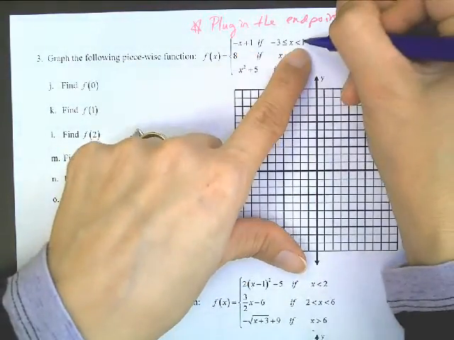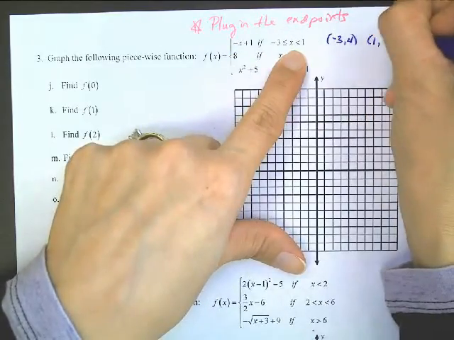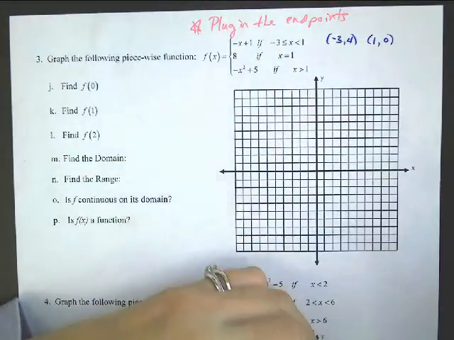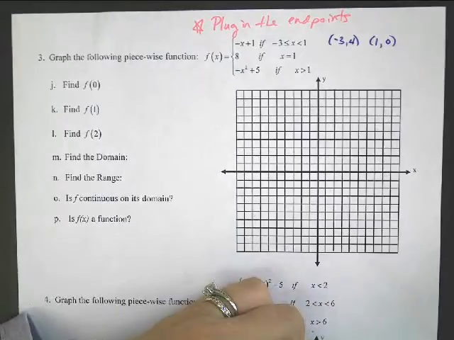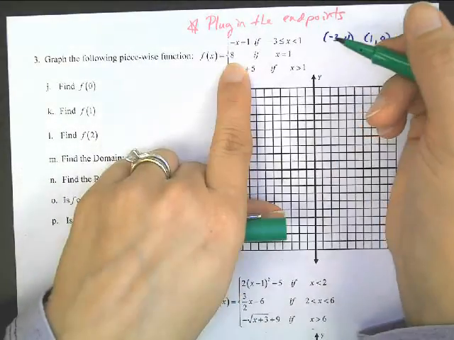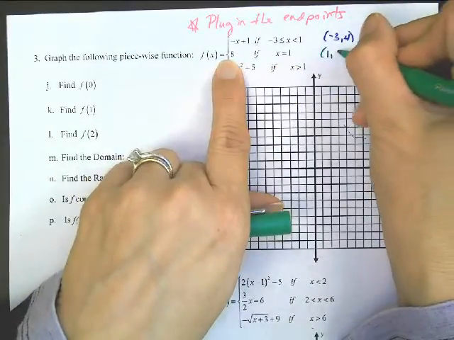And now I want to plug in 1. -1 plus 1 is 0. So (1, 0). Okay, this is going to be helpful later on when we're drawing our graphs. If I plug in 1 right here, there's really no place to plug it in. So when the x is 1, the y is just 8.